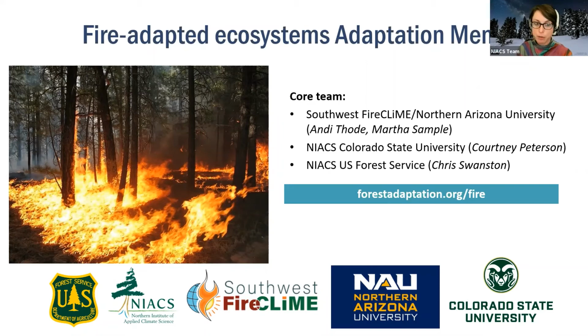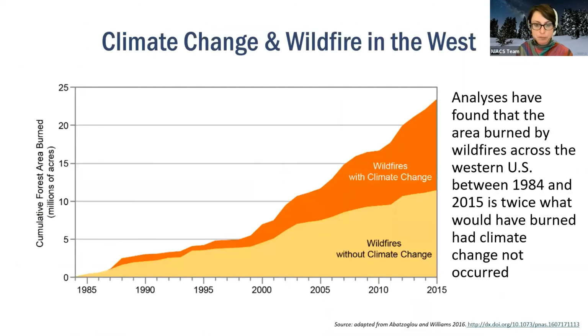And you can learn more about this menu at our website, forestadaptation.org/fire. Now, some big ideas here. Why would you create this menu? Well, there's a lot of evidence that quite a few more of the wildfires that have occurred are probably attributed to conditions brought about by climate change. And we know that climate change happens at a much longer time scale, so it's difficult to attribute any singular event to climate change. But looking at the entire record, we start to see some trends. In this image, some analyses have found that the area burned by wildfires across the US between 1984 and 2015 is twice what would have burned if climate change had not occurred. So there's definitely a preponderance of evidence pointing in the direction that climate change is worsening the wildfires' extent and severity.